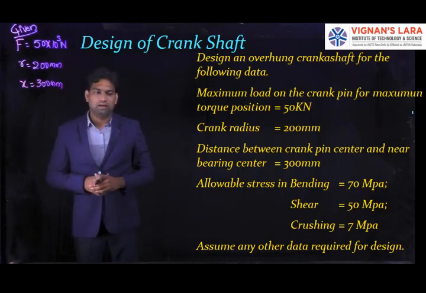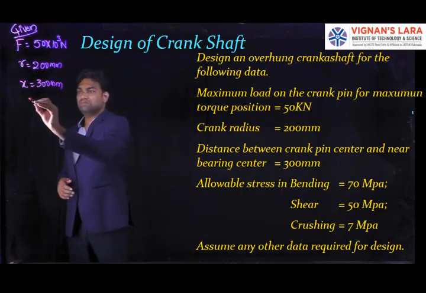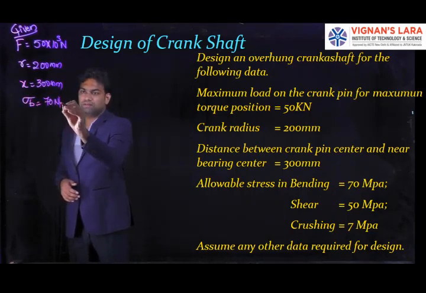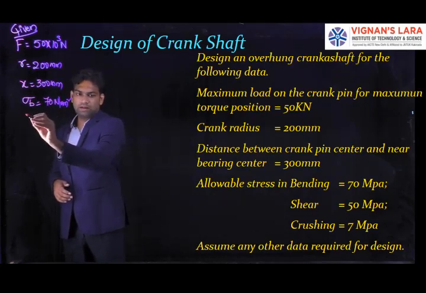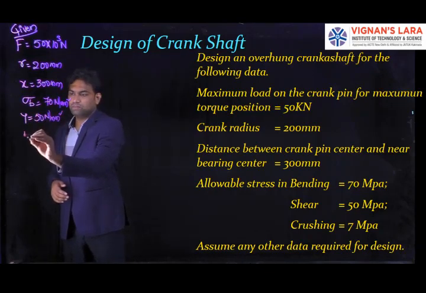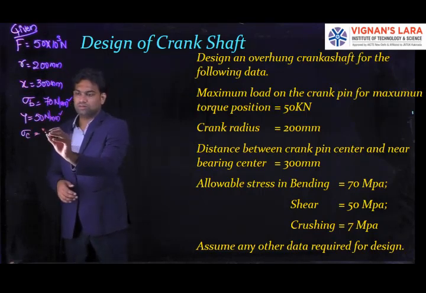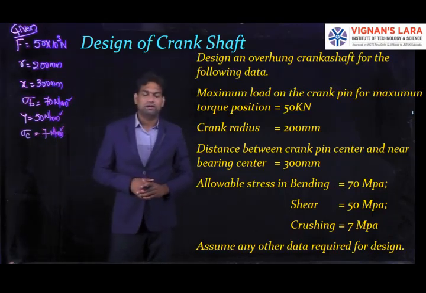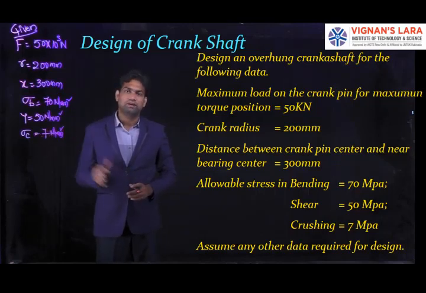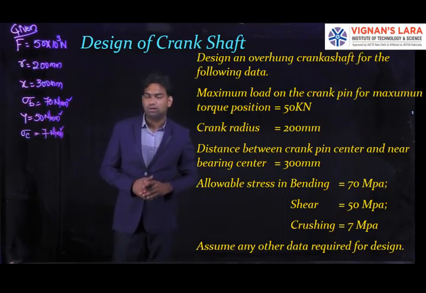Then the allowable stresses are given. In bending, denoted by sigma b, it is 70 megapascal, that is 70 Newton per mm square. In shear, tau, it is 50 Newton per mm square, and in crushing or bearing, denoted with sigma c, it is 7 Newton per mm square. This is the given data and these are the specifications they mentioned. For this given data, we need to give the design for the overhang crankshaft or side crankshaft. Clear?